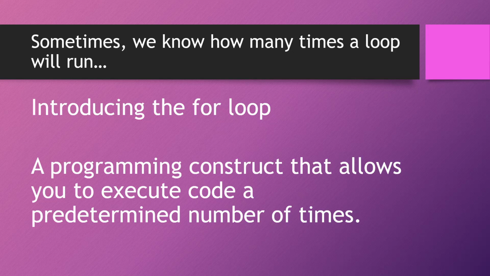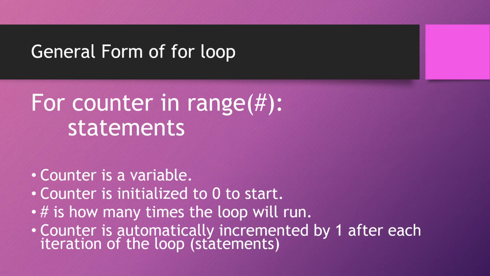We have a number on it. We know it has to run 10 times. Maybe we know that we are going to get 10 numbers in. This is when we know how many times. With the while loop, unfortunately, we didn't know how many times it could run. That is why we have a different loop.